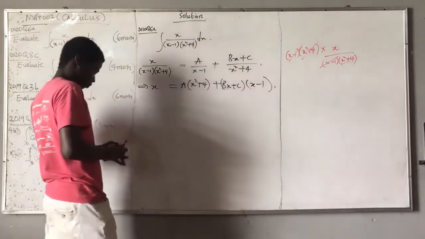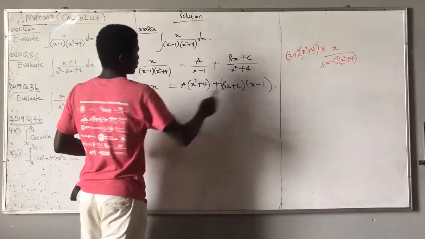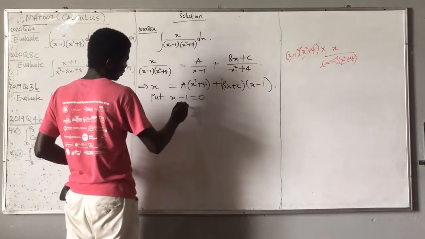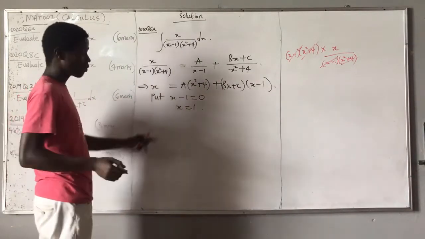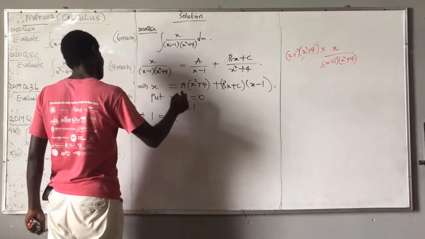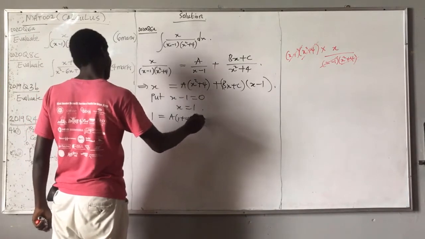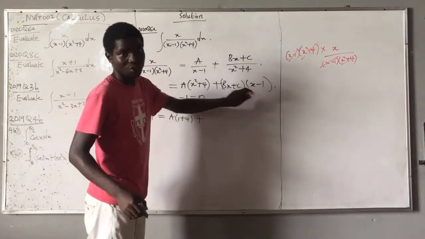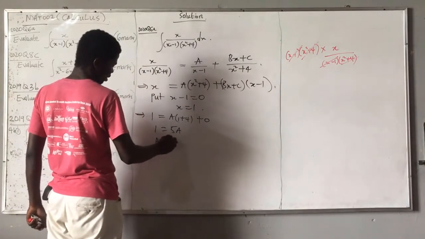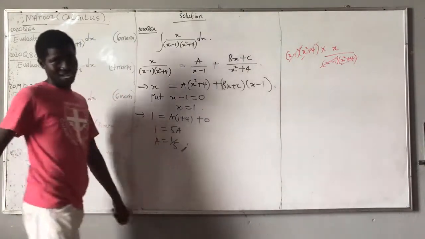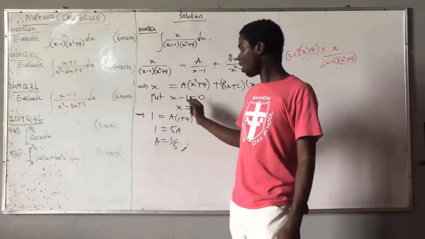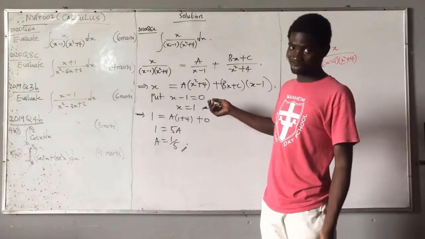So I'll just say now put s minus 1 to be 0. s should be equal to 1. Put 1 inside it. So here will be 1 equals a times 1 squared, which is 1, plus 4, plus 1 minus 1 which is 0. 0 times anything is 0. So I'll be left with 1 equals 5a. So a is equal to 1 over 5. That is the answer to a. Now, what about b and c? There's no way I can get b. How can I make a and c 0? It's not possible. Do you get that?